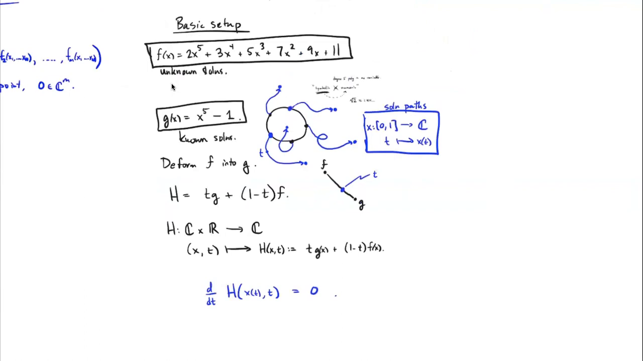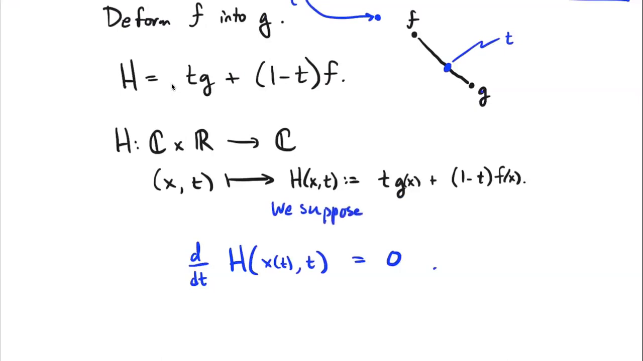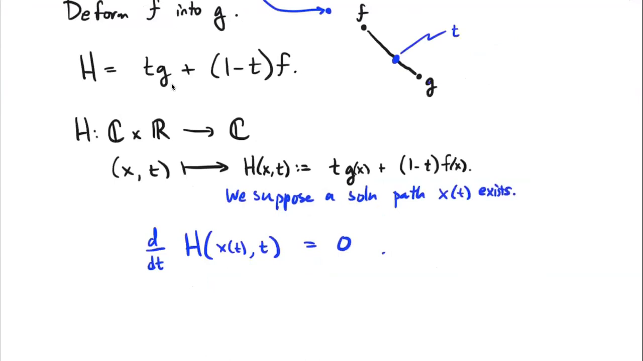So Alex, the reason that the derivative here is zero is because H, when you make the substitution, H vanishes identically? Yeah, exactly. So here's our homotopy. And we suppose a solution path X of T exists. And so what that means is that we assume there's some path that if I plug it in for X, regardless of the time, it'll always give a solution. So in other words, X of zero, if I plug in T equals zero, X of zero solves F. X of one solves G.